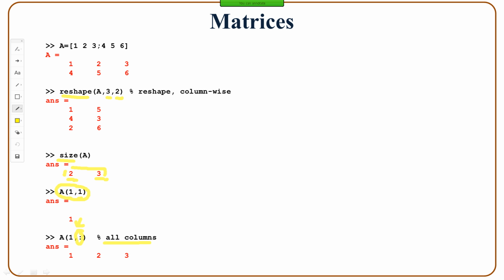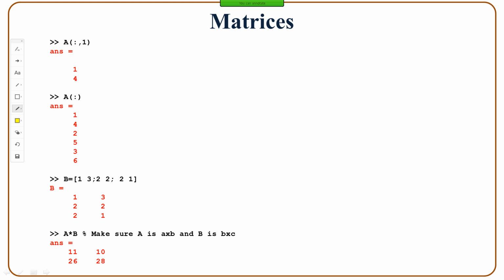In this example, you see the colon operator at the row index. So it means that you want all the rows with the first column. So this is actually the first column. And if you want a row vector containing all the elements, then you just use the colon operator.